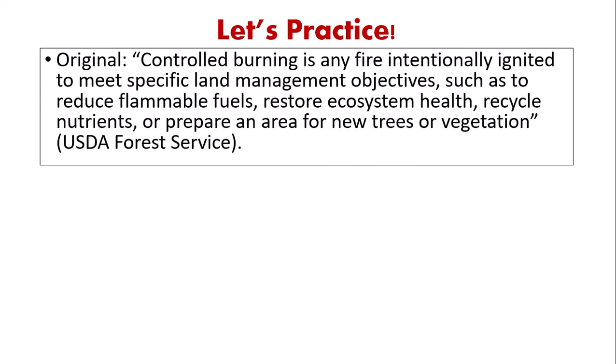So this is from the USDA Forest Service about how they do controlled burning to prevent forest fires. So here's what they say. Controlled burning is any fire intentionally ignited to meet specific land management objectives, such as to reduce flammable fuels, restore ecosystem health, recycle nutrients, or prepare an area for new trees or vegetation.